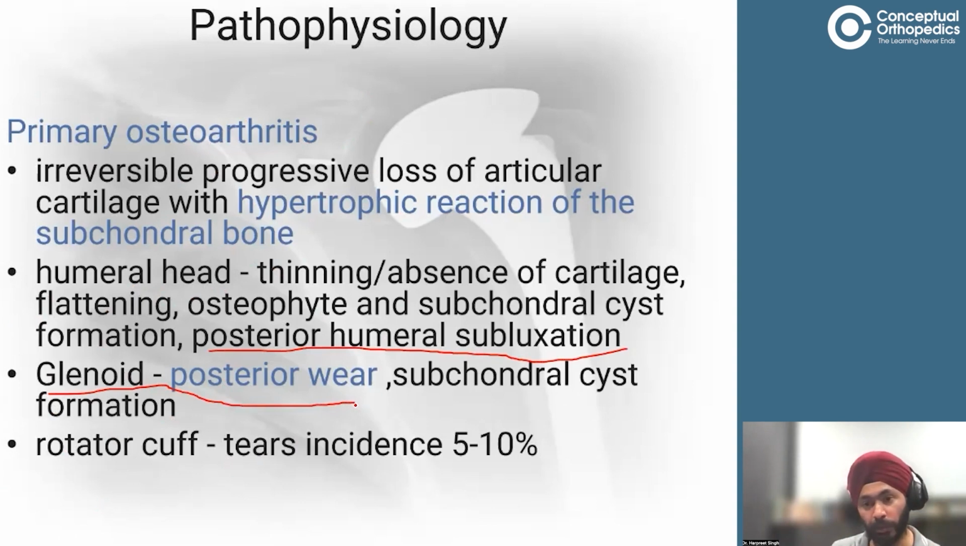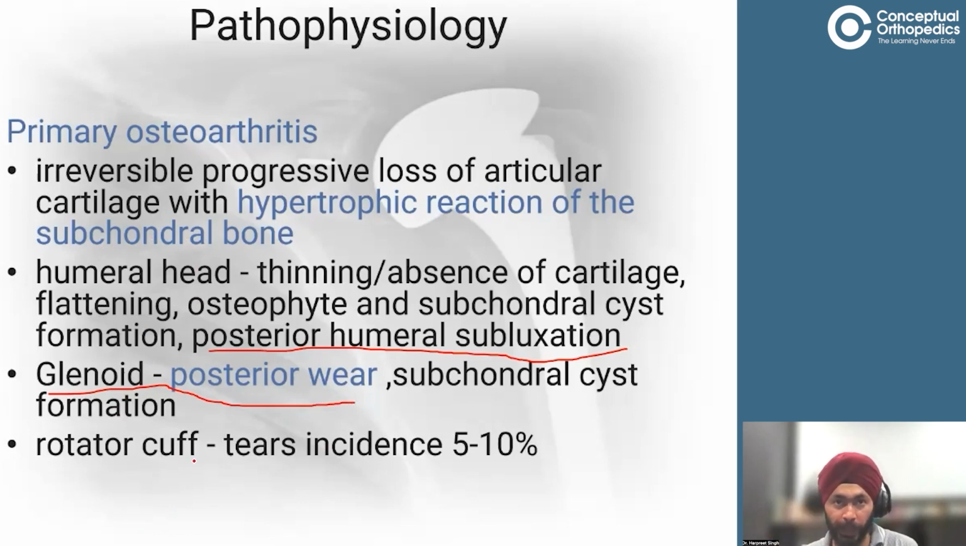Like in your primary osteoarthritis of knee, you always have loss of medial joint space. And that is very typical of a primary osteoarthritis of knee. What is typical of primary osteoarthritis of shoulder is posterior humeral head subluxation along with posterior glenoid wear.